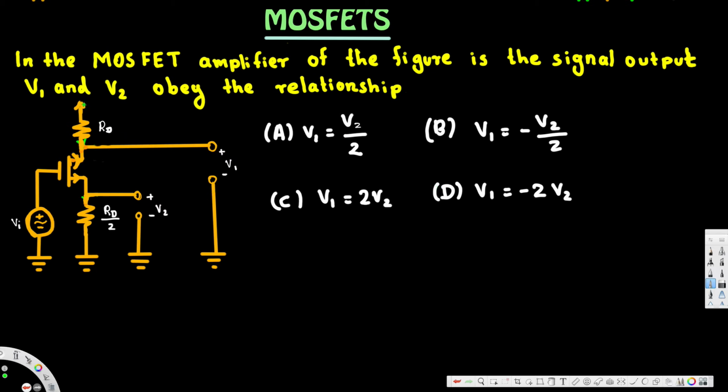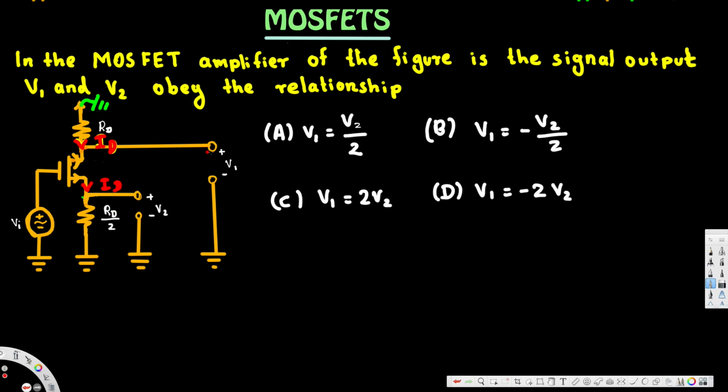When we consider AC, this one will be treated as ground, and this side is already ground, right? So this is ground, and the current through this drain is going to be the drain current, that's ID, and the same current is going to flow through here. Let's use a different color. So this is ID. The same current is going to flow through here. So the current through the RD resistance and the RD by 2 resistance is going to be the same current.